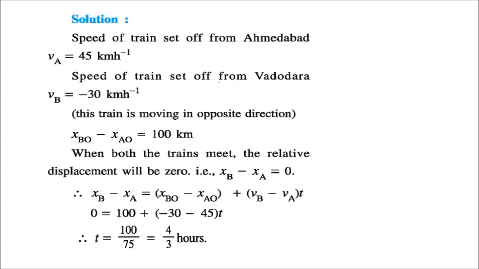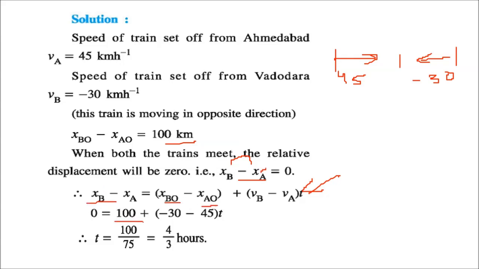Then the speed of the train set off from Vadodara, meaning from here, if it is 30, we have to take this in the opposite direction as minus 30. XBO minus XAO, the trains are in opposite directions. So what is the distance, which is 100 km? When they are going to meet somewhere, the relative displacement, sorry, not distance, displacement, XB minus XA will be 0. So we'll use again this expression which we have found out from our discussion. XB minus XA is 0, XBO minus XAO we know is 100, and we have used both velocities with proper sign, and time will be 4/3 hours.